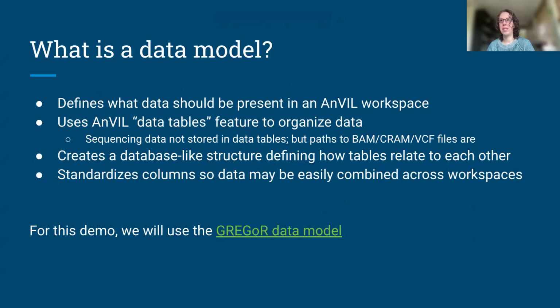So first, what is a data model? It defines what data should be present in an AnVIL workspace. And in AnVIL, we use the data tables feature to organize data. So we're not storing actual genotype calls in these data tables, but we're storing file paths that point to data like BAM, CRAM, VCF files, as well as metadata about those files, so people can use them and have all the information they need to use them in an analysis.